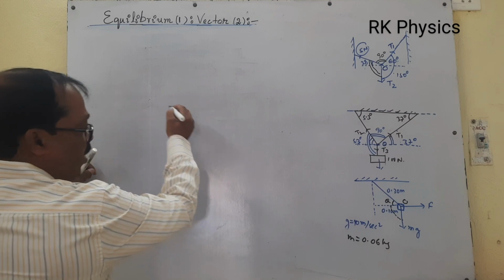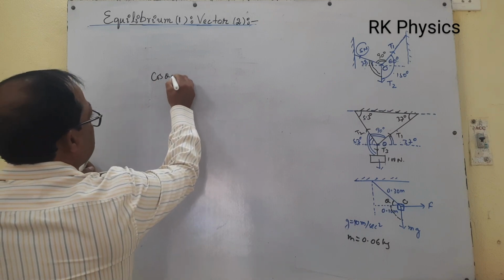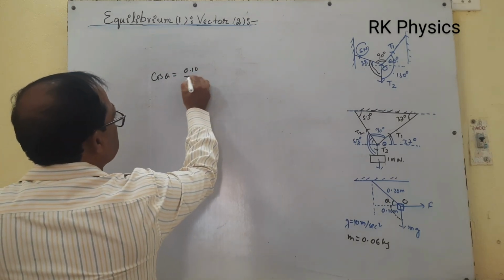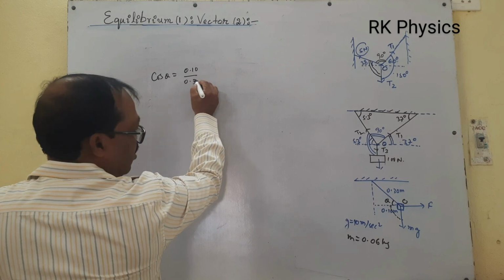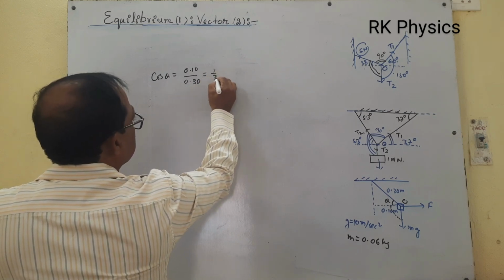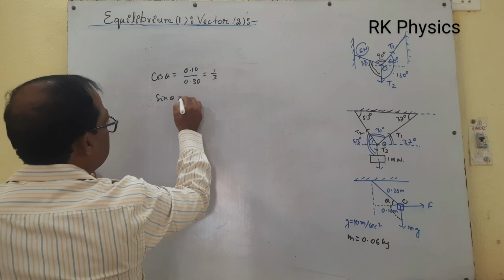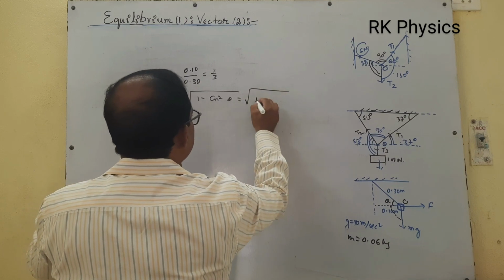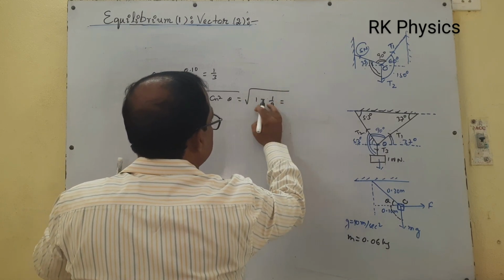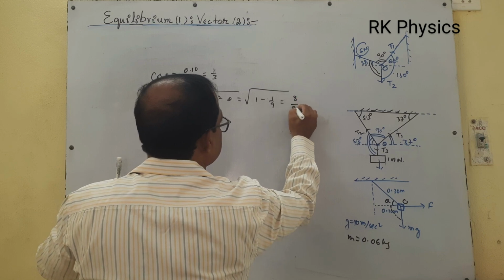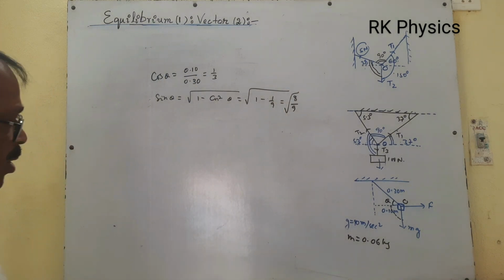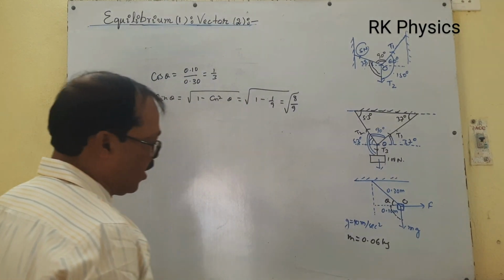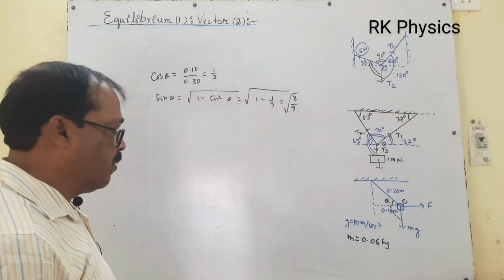Now cos theta is 0.10 divided by 0.30, which is 1 by 3. Then find sin theta: the root of 1 minus cos squared theta, the root of 1 minus 1 by 9, that is root of 8 by 9.